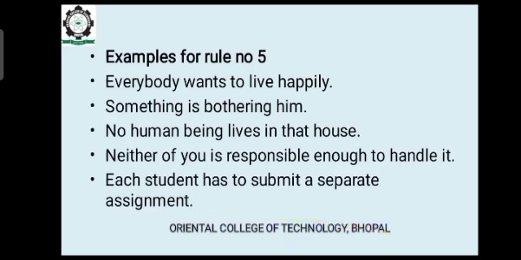Examples for rule number 5. Everybody wants to live happily. Something is bothering him. No human being lives in that house. Neither of you is responsible enough to handle it. Each student has to submit a separate assignment.